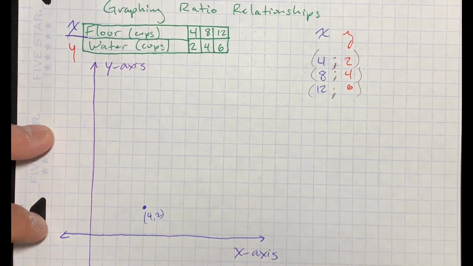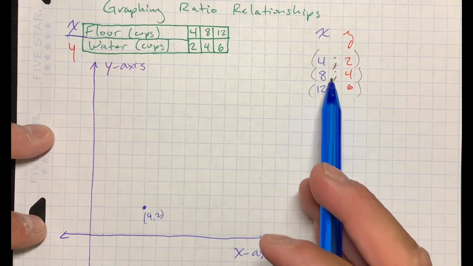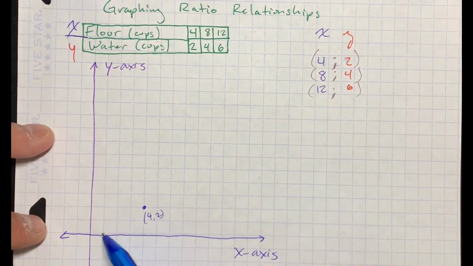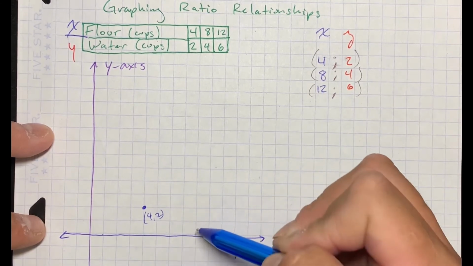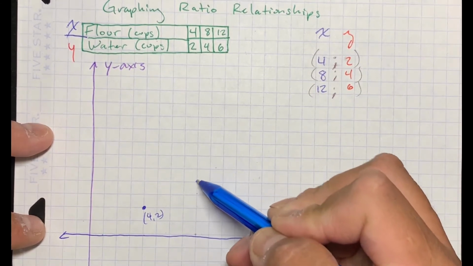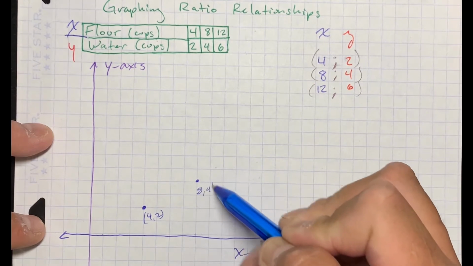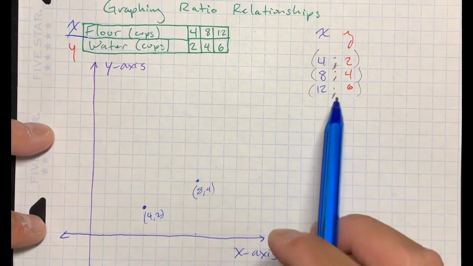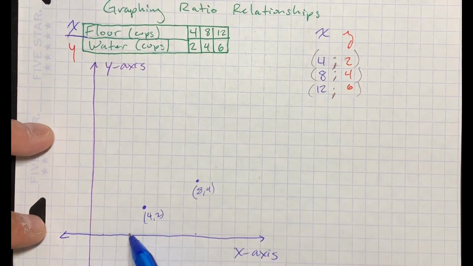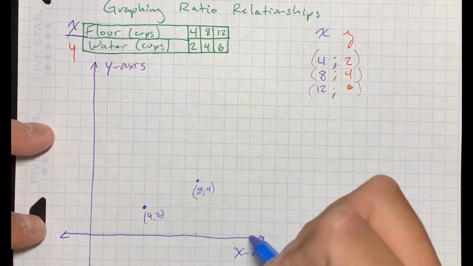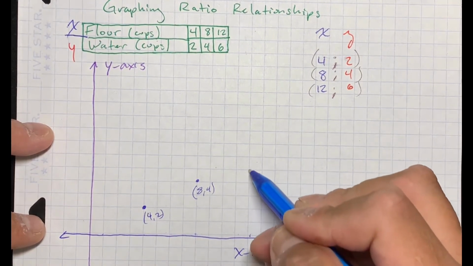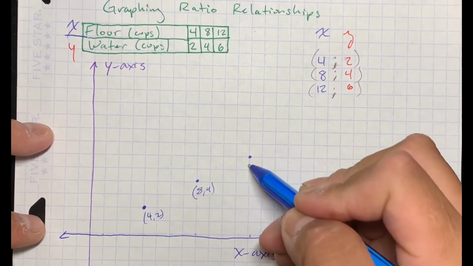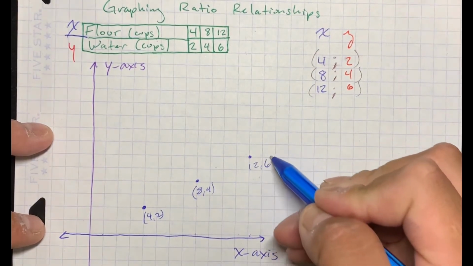All right, let's do another one. The next ordered pair, we have 8 to 4. So 1, 2, 3, 4, 5, 6, 7, 8, and go up 4. 1, 2, 3, 4, and plot that point there. And this is going to be 8 to 4. 8 cups of flour to 4 cups of water. Next, we have 12 to 6. So 1, 2, 3, 4, 5, 6, 7, 8, 9, 10, 11, 12, and go up 6. 1, 2, 3, 4, 5, 6, and plot there. This is going to be 12 cups of flour to 6 cups of water.